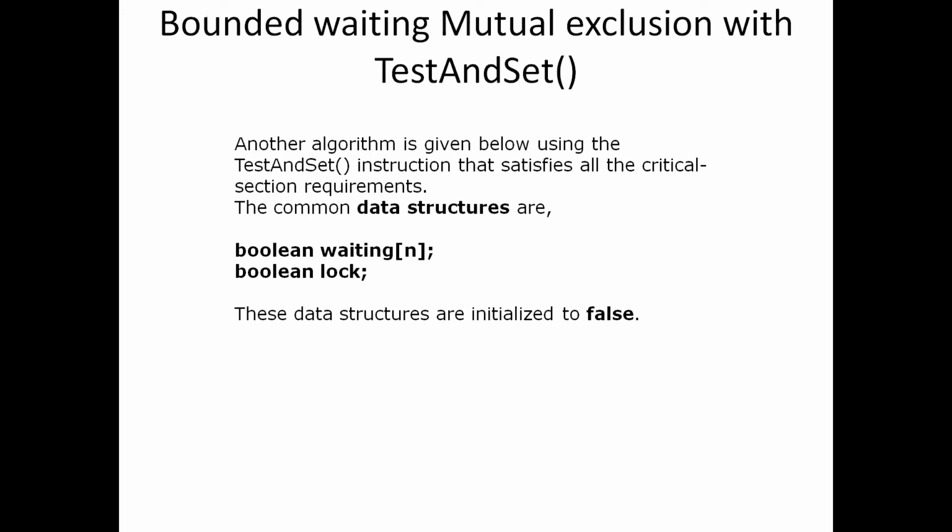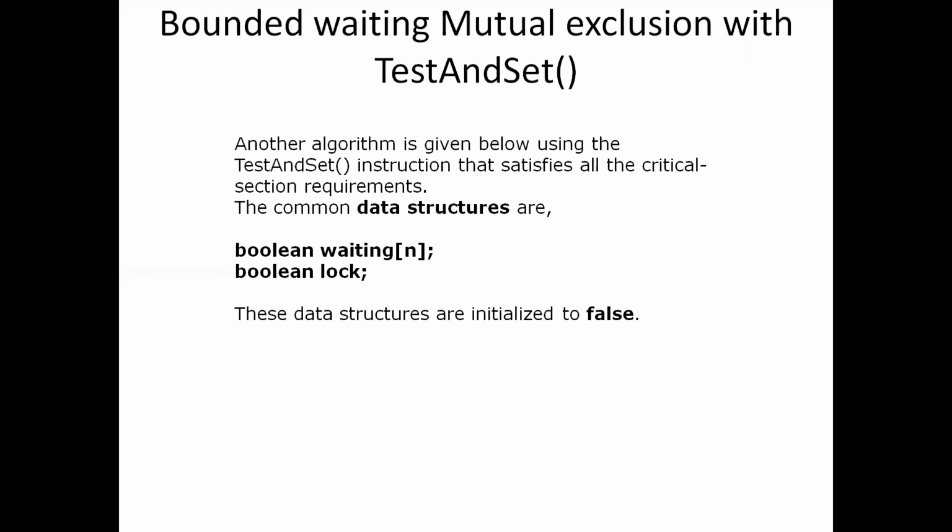But whatever we discussed in the previous session, the test and set instruction as well as the swap instruction, will satisfy the mutual exclusion requirement, but they don't satisfy the bounded waiting requirement. So for that we are going with another algorithm which uses the test and set instruction and satisfies all the critical section requirements. That is, this algorithm will satisfy the bounded waiting requirement also.